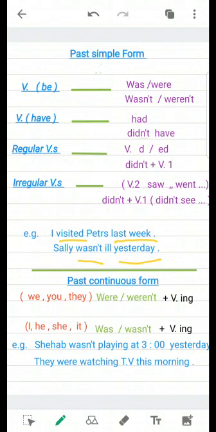For example number 1, Shihab wasn't playing at 3 o'clock yesterday. We have a keyword which is at 3 o'clock yesterday. Specific, limited time in the past, زمن محدد معين محصور في الزمن الماضي. So we use wasn't playing. So the verb is wasn't playing. Number 2, they were watching TV this morning. The keyword is this morning, تحديدا هذا الصباح. So the verb will be were watching. Okay?